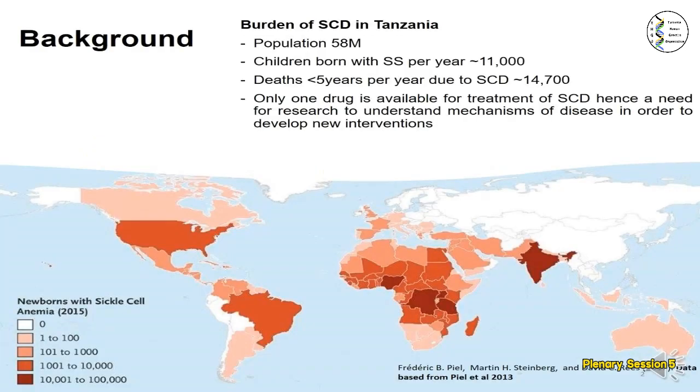Tanzania is populated with over 58 million people, of which children who are born with sickle cell disease per year are estimated to be 11,000 babies, and deaths due to sickle cell disease below 5 years are estimated to be around 1,500,000. And currently in Tanzania, there's only one drug that is available for treatment of sickle cell disease. Hence, there is a need for research to understand the mechanisms of disease in order to develop new interventions.